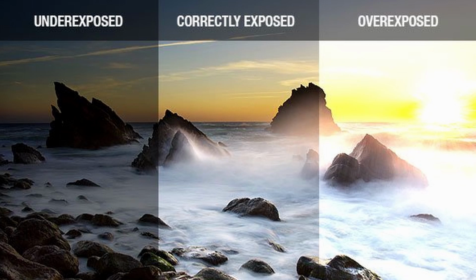If a photograph is overexposed, it will appear too bright and washed out. If a photograph is underexposed, it will appear too dark and may lack detail. Aperture is just one of three main factors that control exposure, along with shutter speed and ISO.